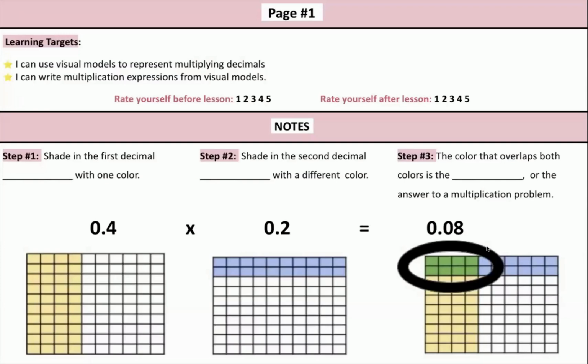Our learning targets today are: I can use visual models to represent multiplying decimals, and I can write multiplication expressions from visual models. Before we dive in, rate yourself 1 through 5 on our learning targets, with 1 being the least confident and 5 being the most confident. We'll come back and rate ourselves after the lesson once we get some more practice. Let's take a look at our notes.